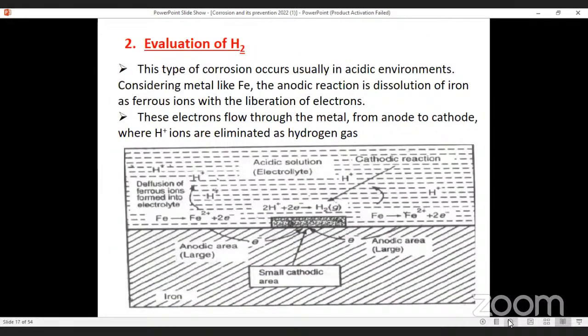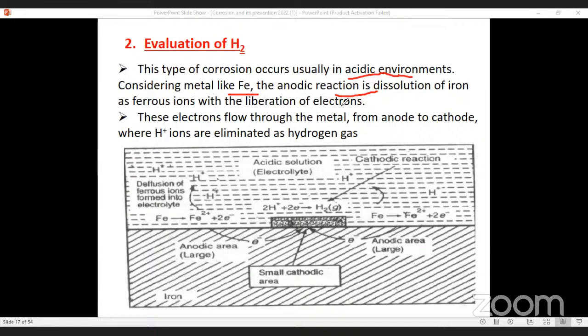Further, evolution of hydrogen. Evolution of hydrogen means hydrogen gas will be liberated. At that time, the metal will be involved in oxidation, that is, the corrosion process. This type of corrosion occurs especially in acidic environments. For a corroding metal like iron, the anodic reaction is dissolution of iron, which liberates electrons.